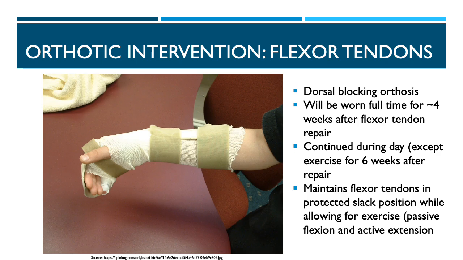Something else you might hear about, though maybe not a lot unless you're working in hand therapy, is a dorsal blocking orthosis that you would use for a flexor tendon repair. This is usually worn full-time, like 24/7 for 4 weeks after a flexor tendon repair. This is continued during the day as well for 6 weeks after, so an additional 2, but they can take it off for some exercises. So this allows the flexor tendons to be protected in the slack position while allowing for protected exercise.